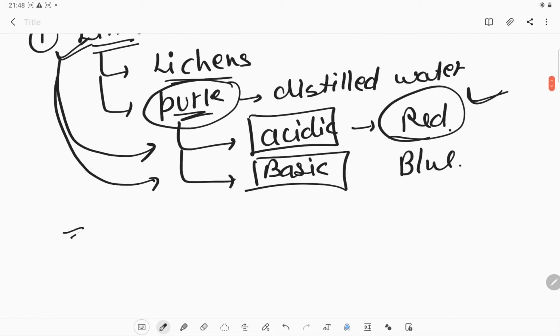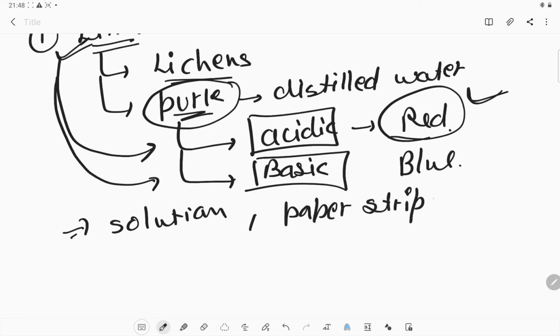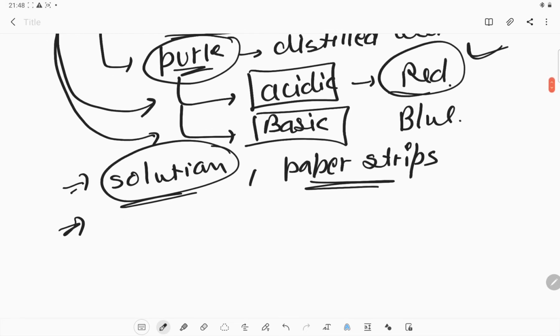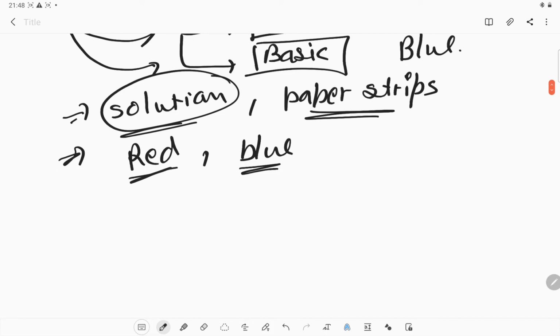It is present in solution as well as paper strips, and mostly in our labs we have seen litmus paper more often than the solution, but the solution is also available in the market. We can also use the litmus solution. Red and blue litmus paper strips are normally present in our labs.